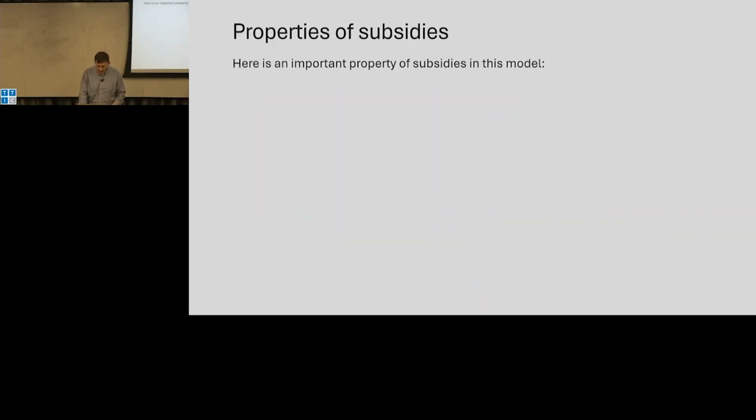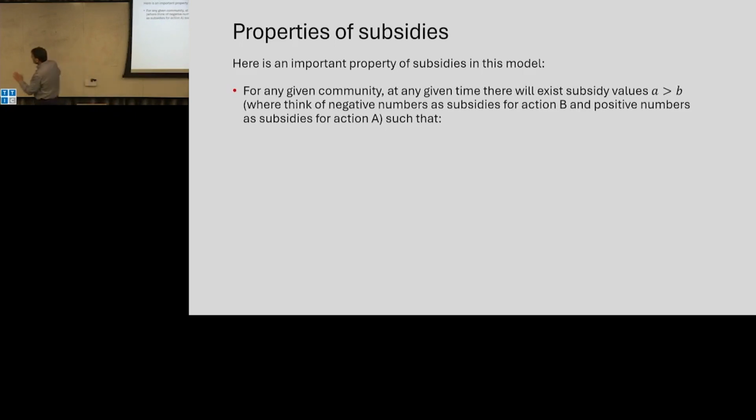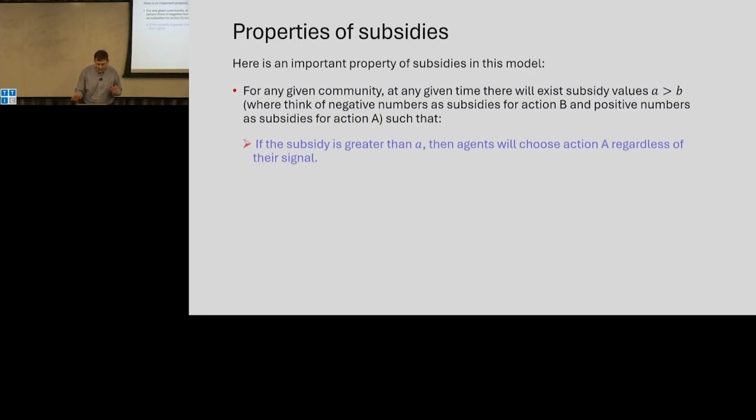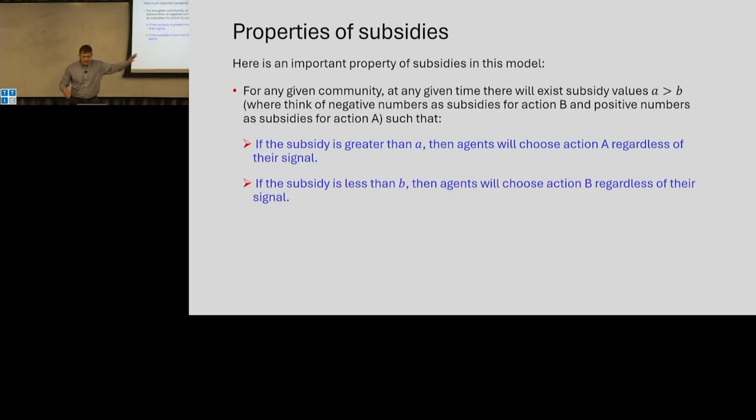Okay, so here's a nice property of subsidies in this model. For any given community, at any given time, there exist subsidy values A greater than B, where you think of negative numbers as subsidies for B and positive numbers as subsidies for A. Okay, so you can subsidize each one. With the following property: if the subsidy is greater than A, then agents will choose A regardless of what their signal is. If the subsidy is less than B, so maybe it's more negative than B, agents will choose action B regardless of their signal. And in between, they'll follow their signal. Okay, that's what's going to happen.